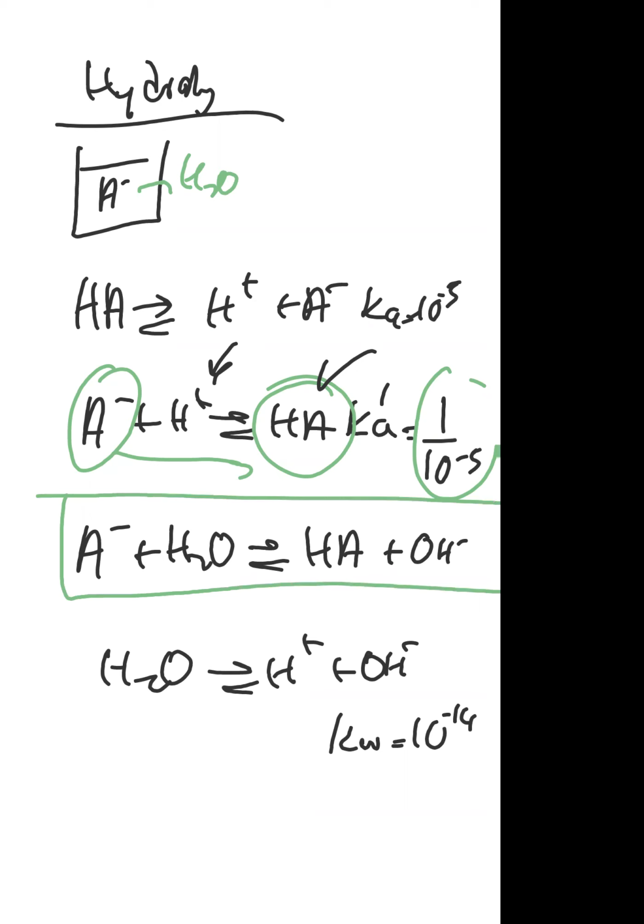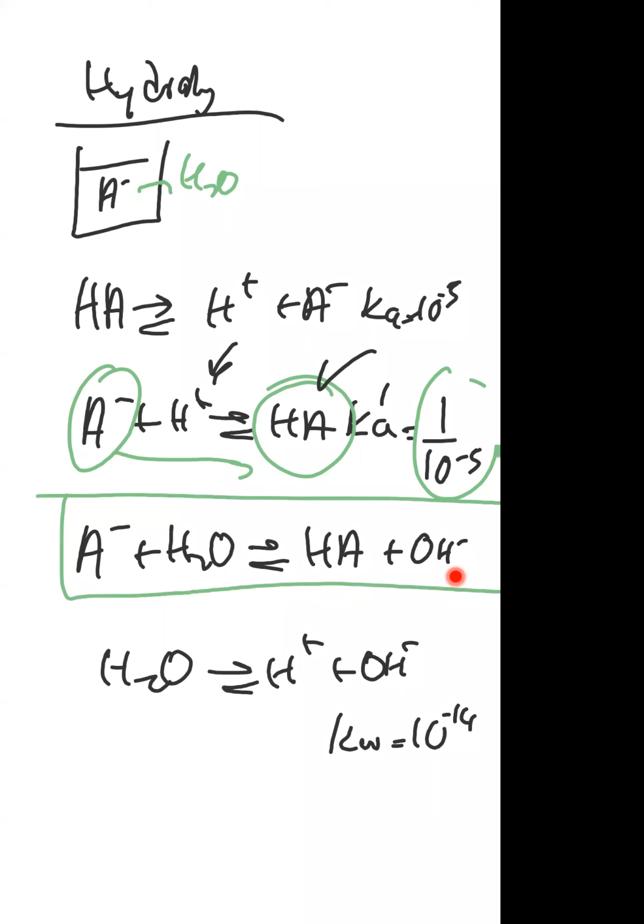You are stuck with the conjugate base of a weak acid, and it will react with water to produce the original weak acid, and it will release some amount of OH minus. But what type of reaction is this?